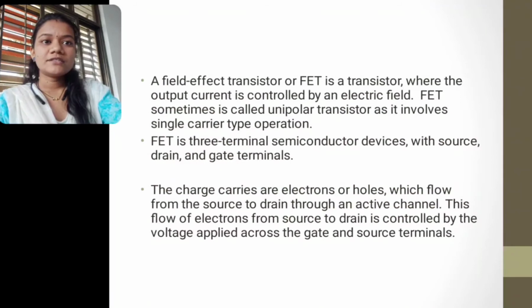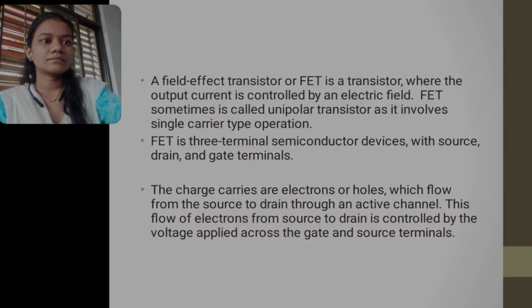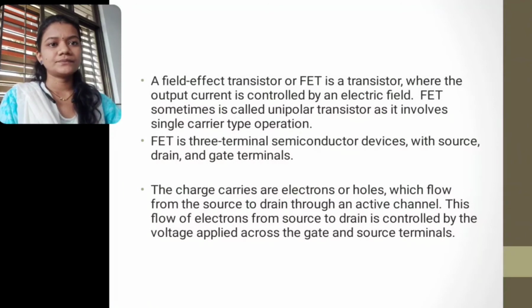So field effect transistor is also one of the types of transistor where the output current is controlled by an electric field. So we can also call it a unipolar transistor, as it involves single carrier type operation. Okay, why do we call it a unipolar transistor? Because a single carrier is used for this field effect transistor operation. Okay, so we can call it a unipolar transistor.